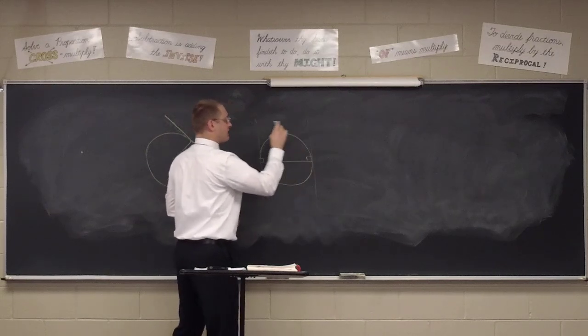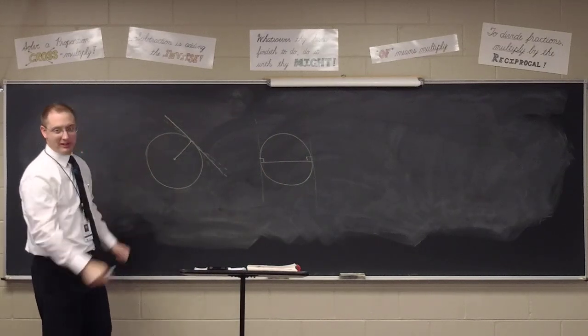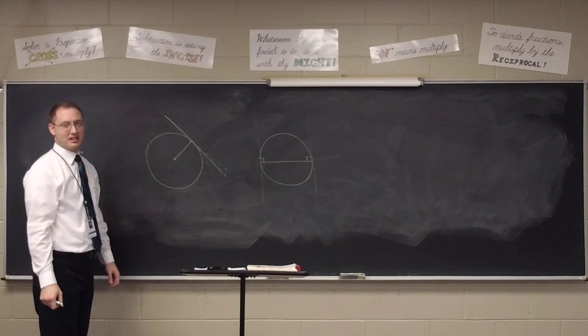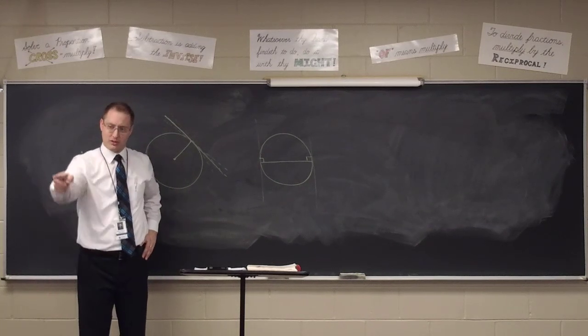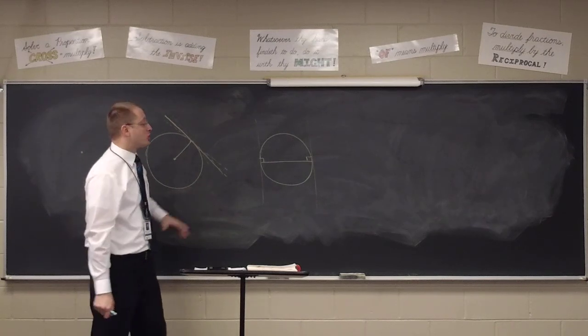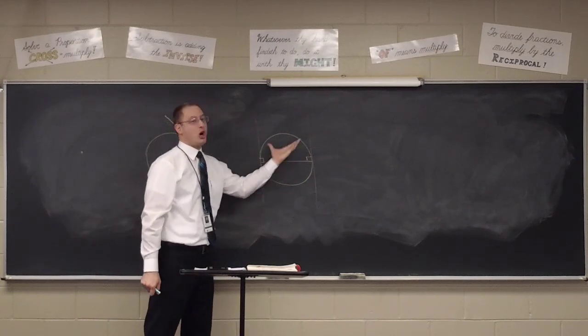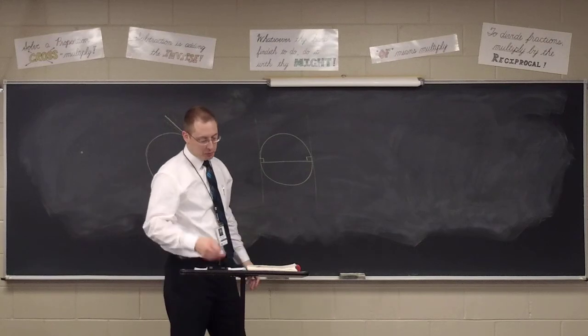Okay, so now that we've established perpendicular, Chris, why are they parallel to each other? Because only one perpendicular can be drawn from a point. Two lines perpendicular to the same line are parallel to each other. Okay, so that would be the proof of that one there.